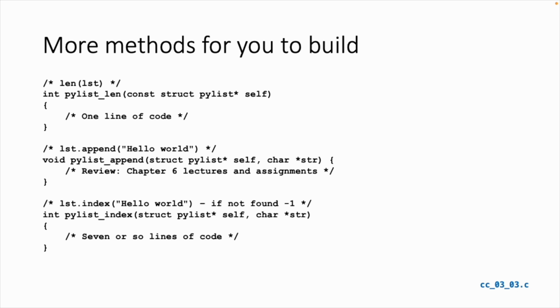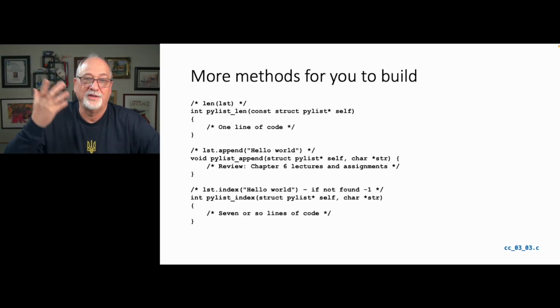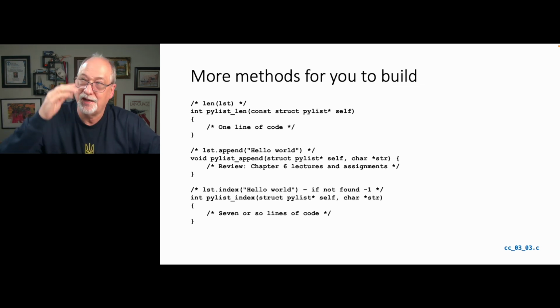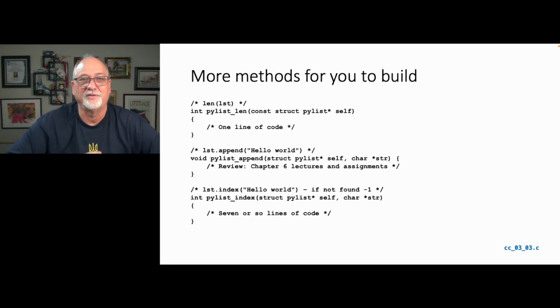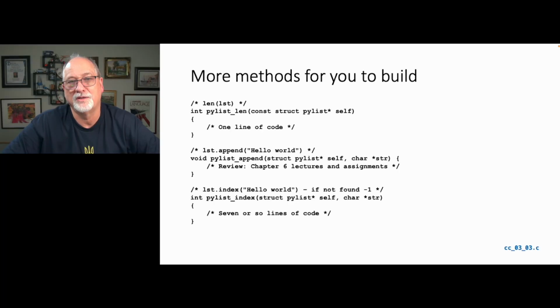Here's some more methods. Some are easier, some are hard. Len is really easy. Index is not too bad. It's a for loop, which you loop through, you look for a value, and then you just return -1 if you don't find it. You just return the position. You've got to kind of add to go 0, 1, 2, 3, 4, 5, 6, 7, and return the 7 if you find it. Append is a bit tricky, but hey, that was chapter 6. You should know how to do that. By this point in chapter 6, you would have written one of these things, so go consult your own code at that point.